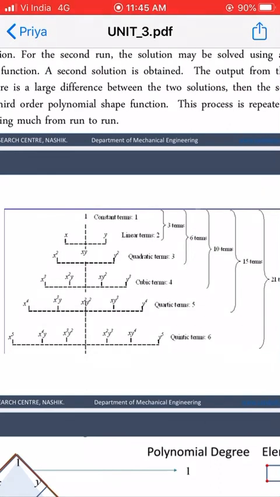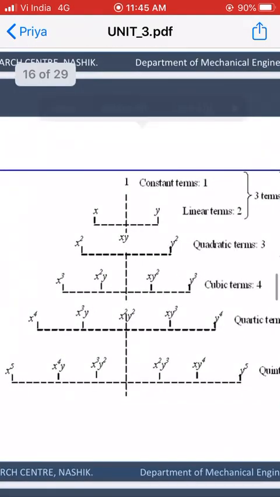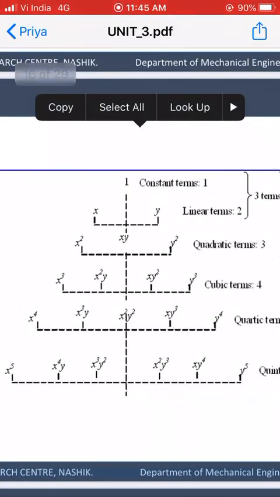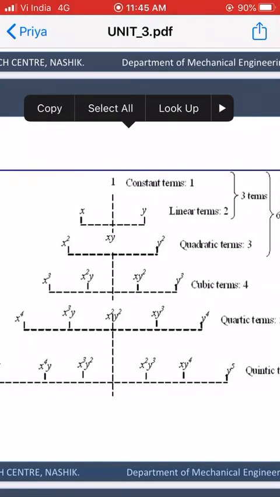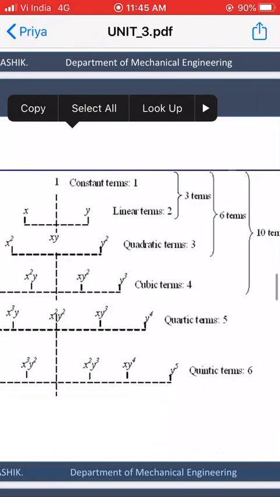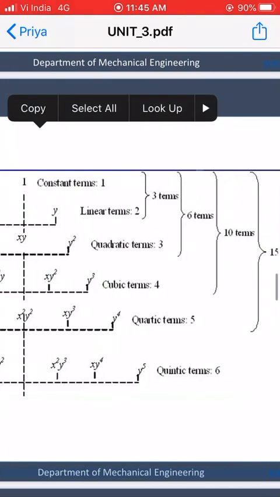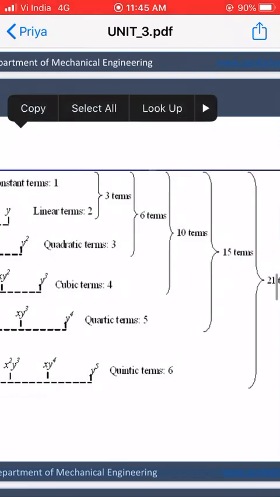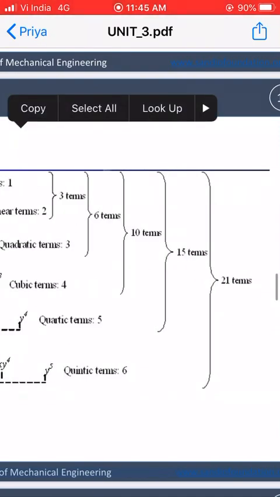Okay, so you can write these cubic polynomial shape functions. For these cubic polynomial shape functions, there should be 10 terms. So you can write this down by using 1 plus x plus y plus x square plus xy plus y square plus x cube plus x square y plus xy square plus y cube. So up to these cubic terms you need to write down the polynomial shape function. So you will get 10 terms for the cubic case. Similarly, for quartic terms you will get 15 terms, and for quintic terms you will get 21 terms.